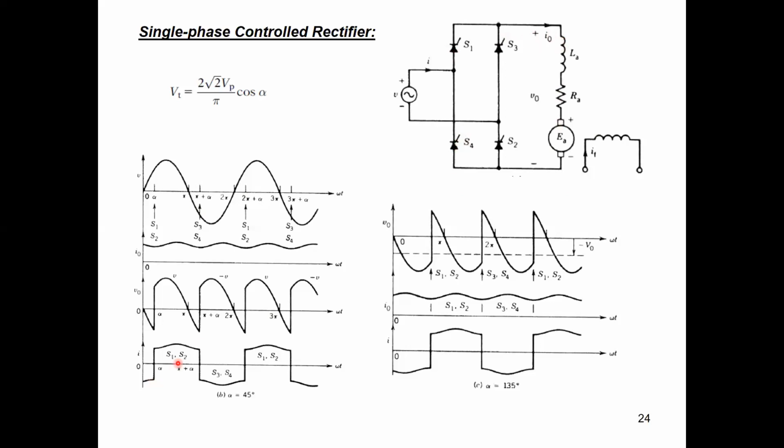So as you can see, this is the output current. This is due to S1 and S2. However, from this instant, it's due to S3 and S4. So this is the output current of the rectifier. As you can see, it's varying a bit. However, it's still positive, which means it's DC current, not AC current, because we know AC current means the polarity is moving from positive to negative or vice versa.